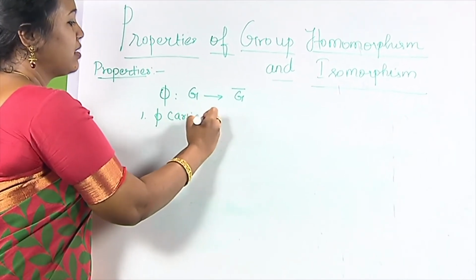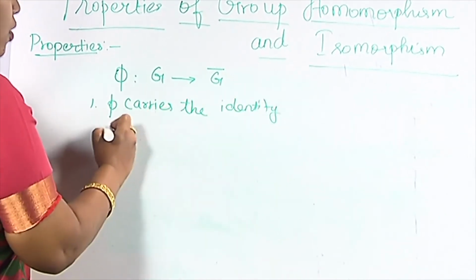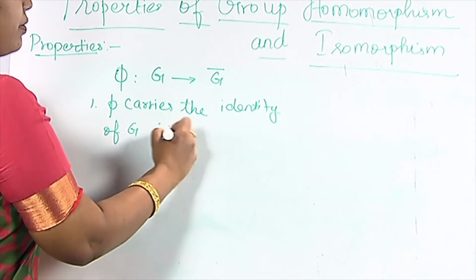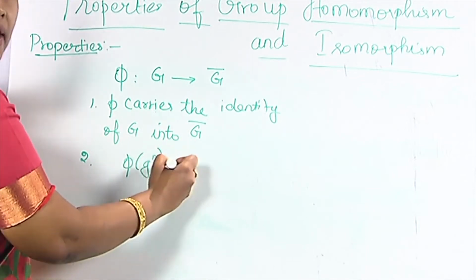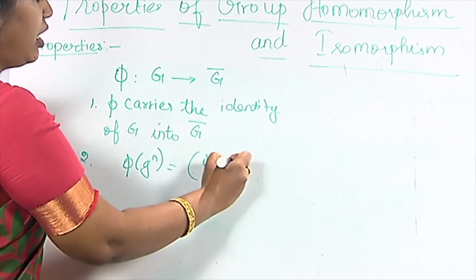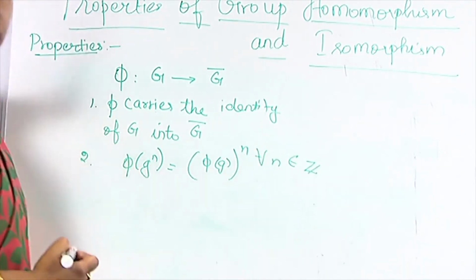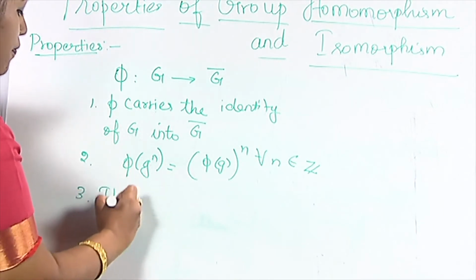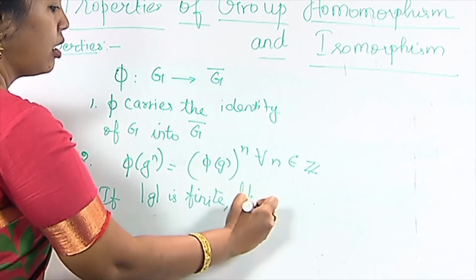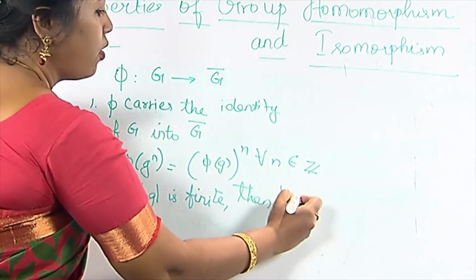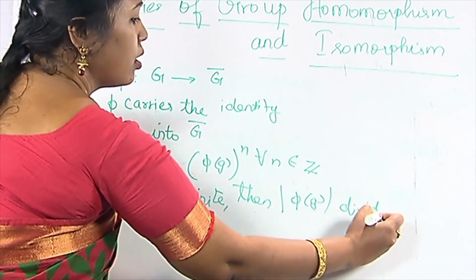Phi carries the identity element of G into G bar. The second property is phi of g power n is equal to phi of g the whole power n for all n belonging to the set of integers. If the order of G is finite, then the order of phi of g divides the order of g.